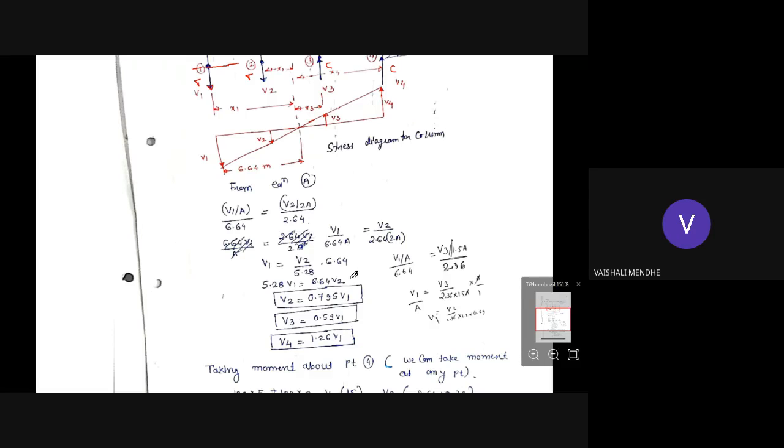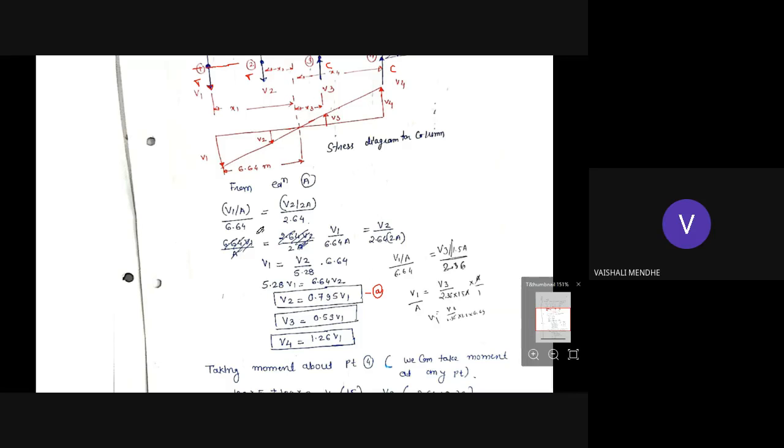Okay. So which relation you got? If you are having the calculators with you, you just go through this. And you'll get this relation 5.28 V1 is equal to 6.64 V2. Now find out the value of V2 in terms of V1. तो ये relation आपको मिल रहा है. Okay, this is your first relation.